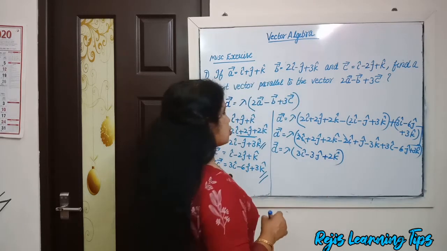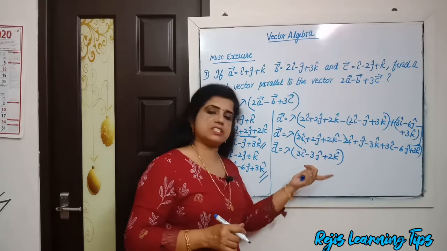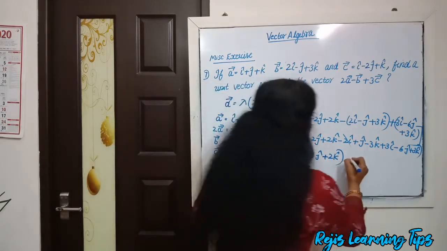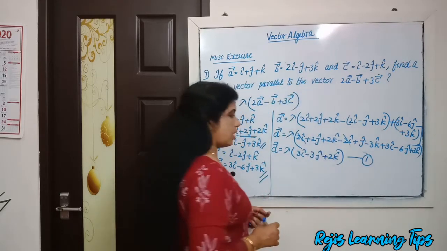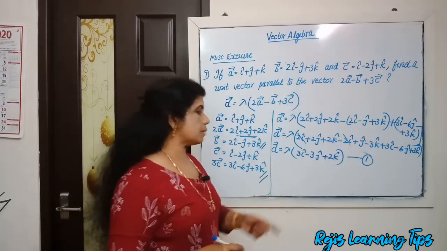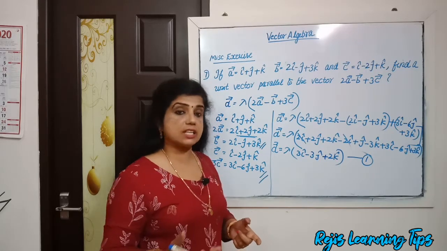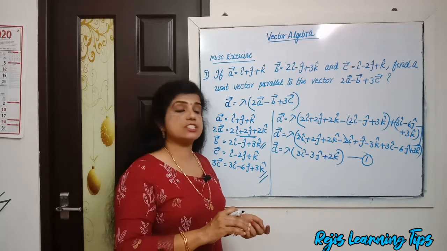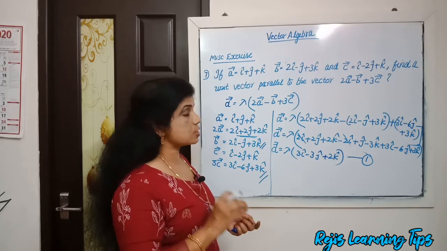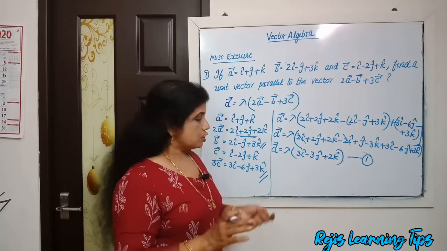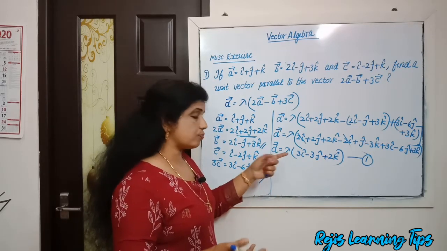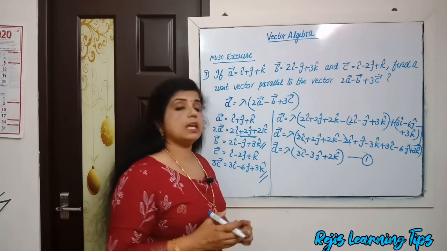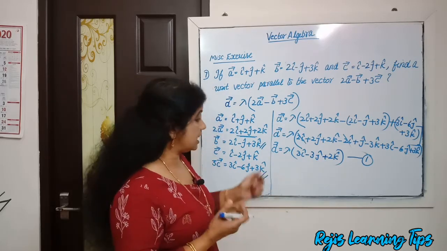So vector D is equal to lambda times of this. This is the answer. So vector D is equal to, this is equation number 1, lambda times of 3i minus 3j plus 2k. That is the vector parallel to the vector 2A vector minus B vector plus 3C vector. After finding the value of lambda, we should multiply this vector with lambda. Then we will get vector D.